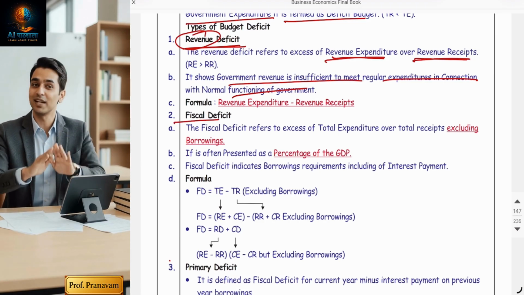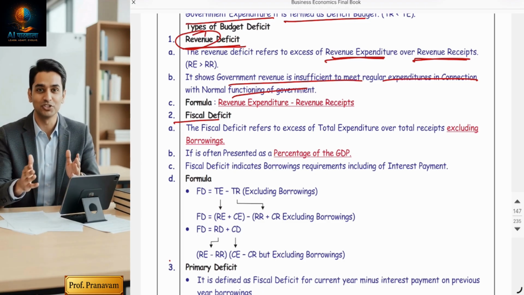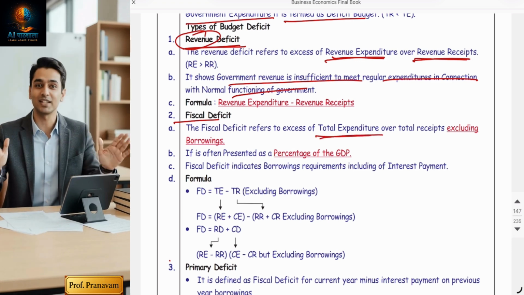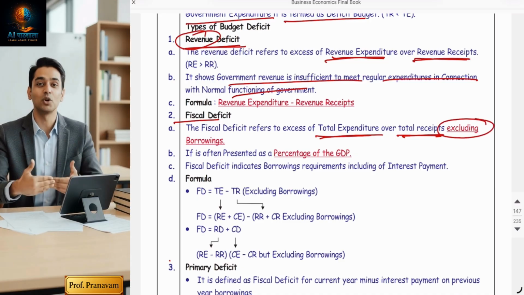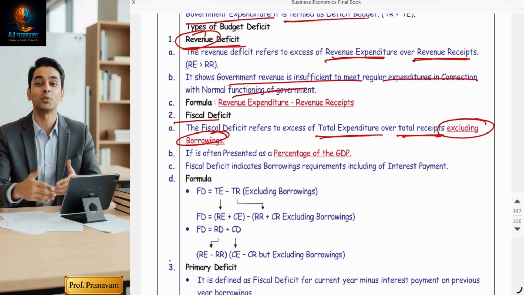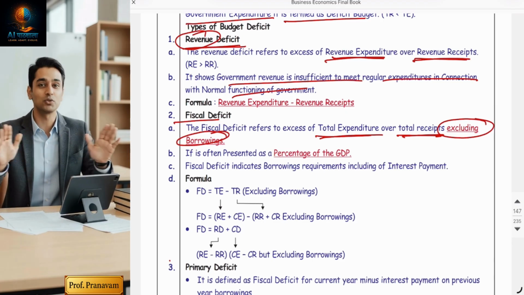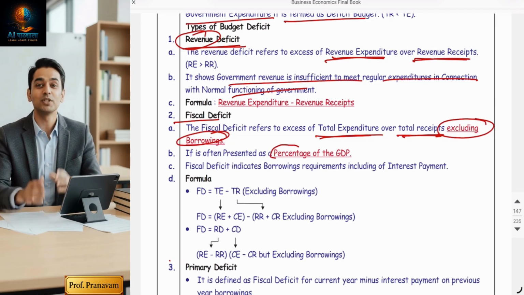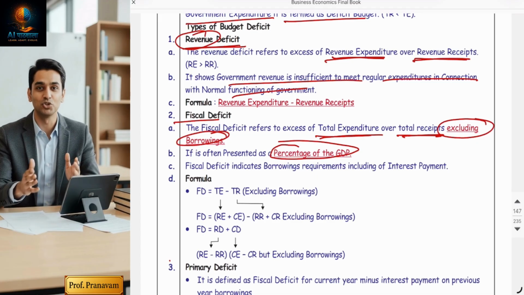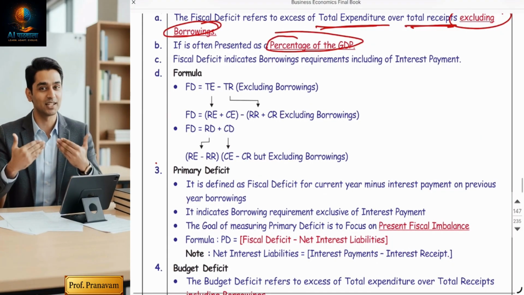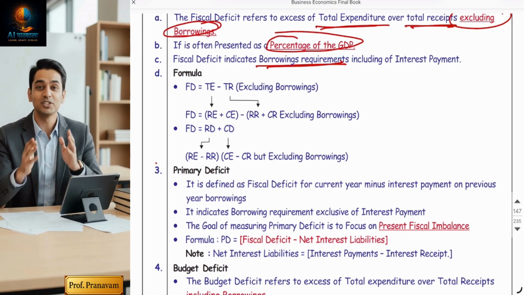Then fiscal deficit. Fiscal deficit is the actual deficit. It is called total deficit. In this, all capital and revenue items are included. That means total expenditure is over total receipts, excluding borrowing. Till now, borrowing is not considered. Fiscal deficit helps the government know how much borrowing is actually required. Fiscal deficit is always indicated as a percentage of the current year's national income, that is GDP. Fiscal deficit indicates the borrowing requirement. That's why it's called excluding borrowing.